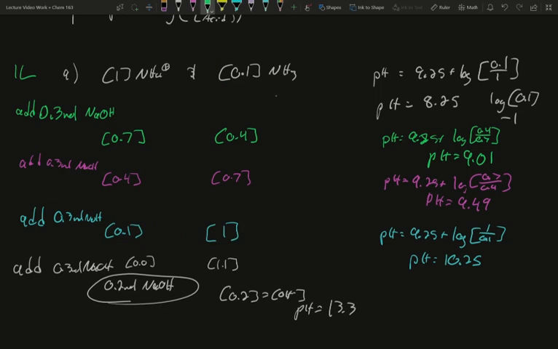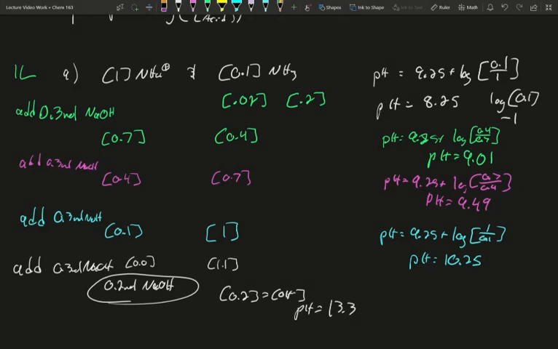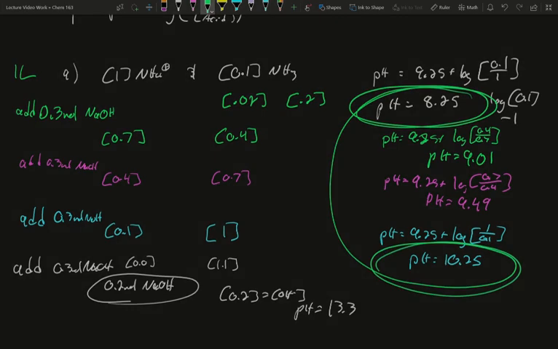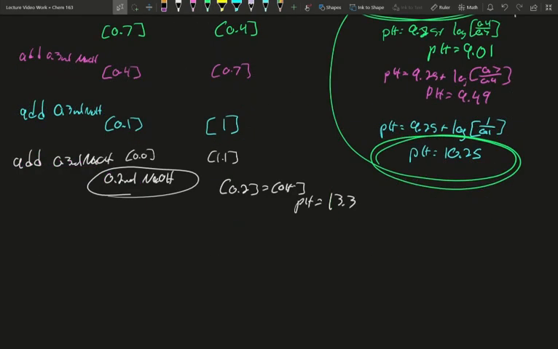You could definitely use 0.02 and 0.2, as long as they're within a power of 10 of each other. This is where our buffers are most effective. As a result, we can see from our data here that at those two extremes, we are plus or minus 1 pH unit from the pKa. 9.25 is when we have our ammonium and ammonia equal to each other. When we had 10 times more acid, we were 1 pH unit smaller. And when we had 10 times more base, we had 1 pH unit larger. This tends to be the range of a buffer.